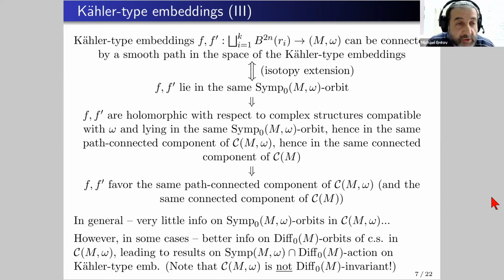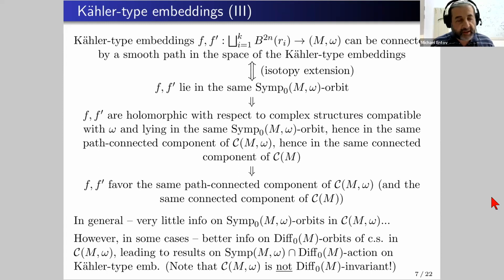And then at this point, let me also note that C_M omega, the space of Kähler-type complex structures compatible with omega, is by no means Diff-naught invariant. Actually, a diffeomorphism does not preserve omega. It's Diff-naught, it's not Symp-naught. Okay? So we'll be looking at the Diff-naught orbits of C_M omega, which is not by itself Diff-naught invariant.